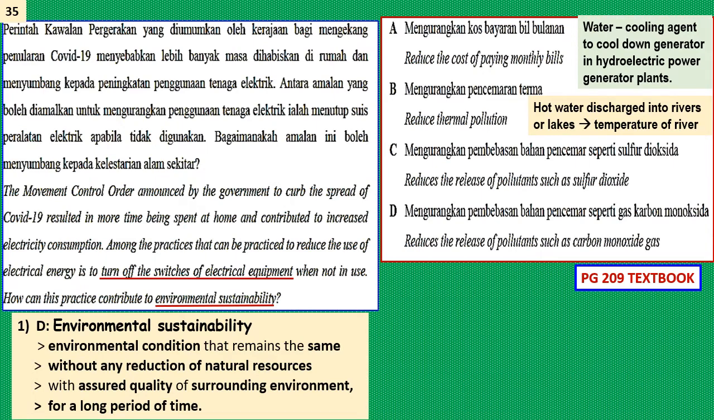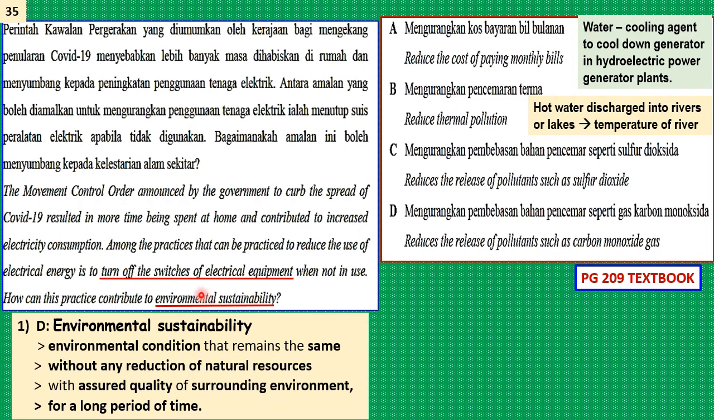Now, question 35. The movement control order announced by the government to curb the spread of COVID-19 resulted in more time being spent at home and contributed to increased electricity consumption. Among the practices that can be practiced to reduce the use of electrical energy is to turn off the switches of electrical equipment when not in use. How can this practice contribute to environmental sustainability?